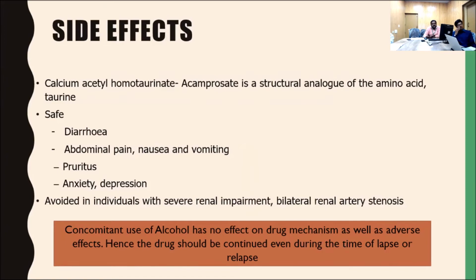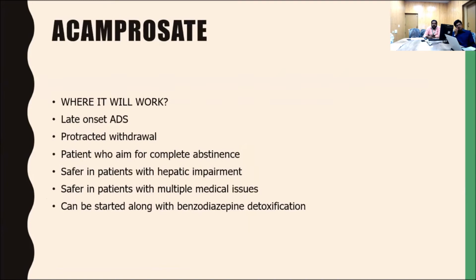Since it has predominantly more than 80% renal excretion, acamprosate can be given in people with chronic liver disease as well. So it's an agent that can be used. It works in someone with later onset alcohol dependence. Since it is a glutamatergic receptor antagonist, for someone with protracted withdrawal, it can have some use.